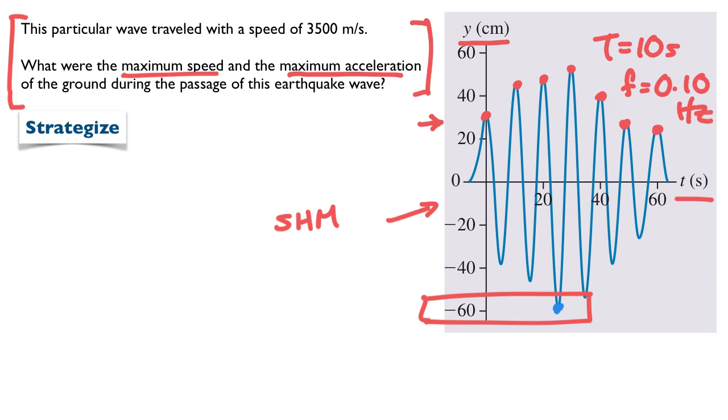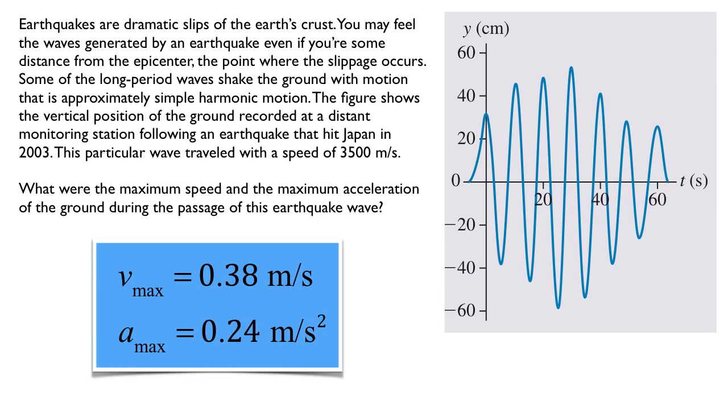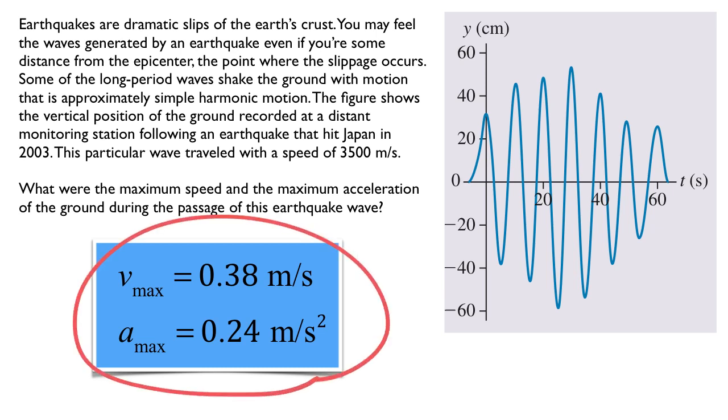With that information in hand, we can solve as we did with the simple harmonic motion problem. And you might do that as a practice. And if you do, these are the results that you get. You get the maximum speed as 0.38 meters per second. The maximum acceleration is 0.24 meters per second squared, which you would notice. It wouldn't be scary, but it would be kind of like something weird just happened when this thing went by.